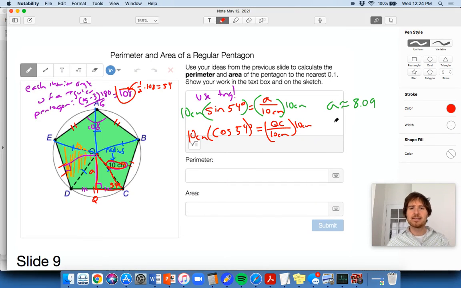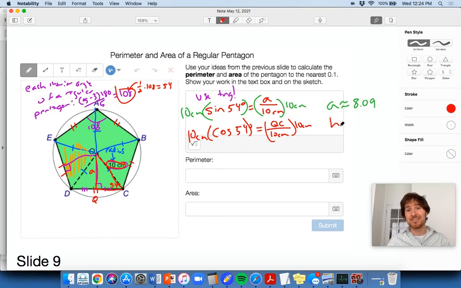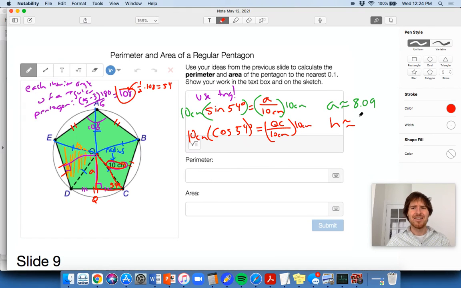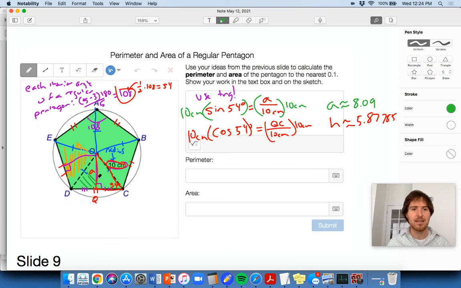I got 5.87. I'll go to 5.88, okay? Maybe I'll show more digits here, because it wants the nearest one. So because these are kind of in the middle here, I'll be safe and do 5.87785. Okay, anyways, I have that there. So now I can get the area of this triangle. Okay, right, I can get the area of this triangle right here. Boom, I can get that.